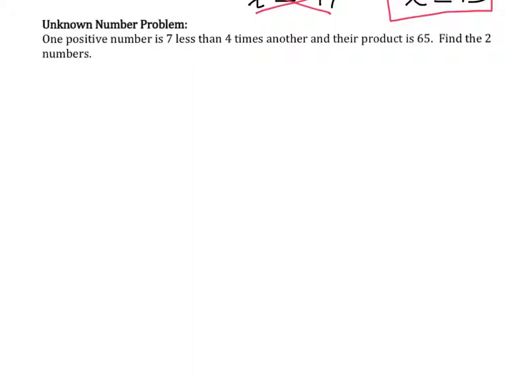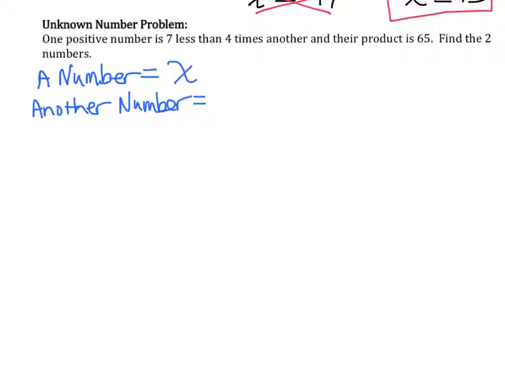And so I'm going to let x be a number, all right? Some number. I'm going to call it x, and then I'm going to have another number. I'm calling the first one x, and then I'm just going to write the other one based off of this part of my sentence here. It says one positive number, notice that it is positive, is 7 less than 4 times another, right? And so if I'm calling one x and I want to write the other in terms of that, then I've got to figure out how to write 7 less than 4 times, all right?